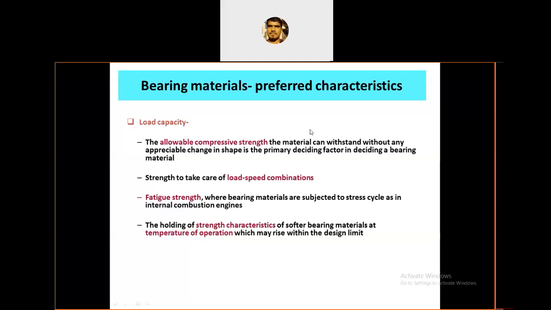Clear? So these are all contributing to the load carrying capacity of the bearing material. If you're not concentrating on load carrying capacity, you don't worry about the allowable strength. Don't worry about the fatigue strength. If the bearing is operating under high load, then we have to concentrate on these strengths. Clear? These are the primary parameters which we have to take care of for load carrying capacity.